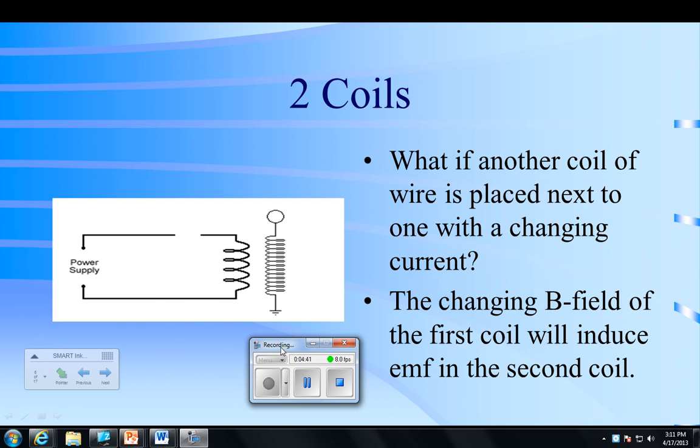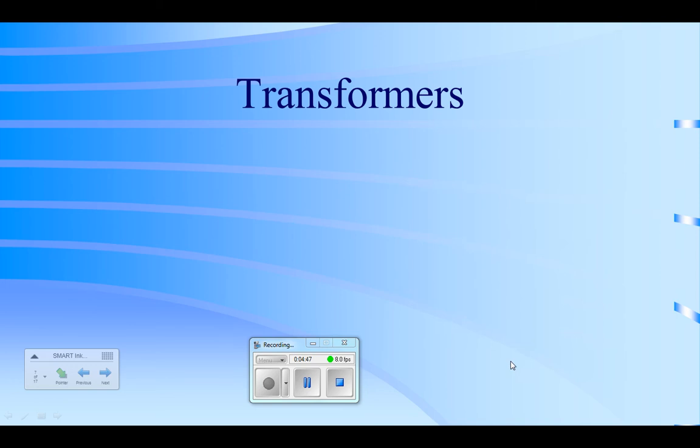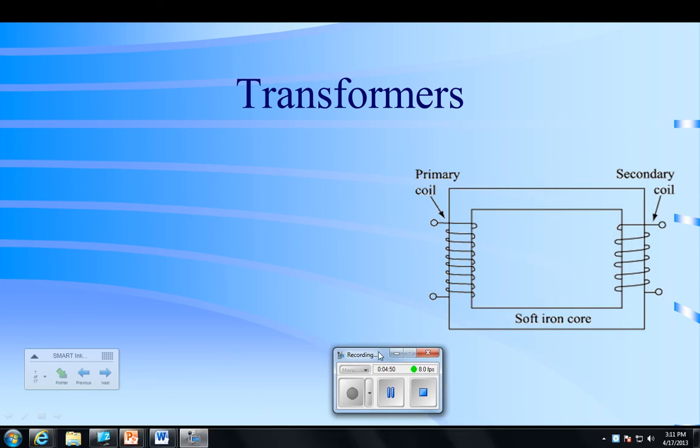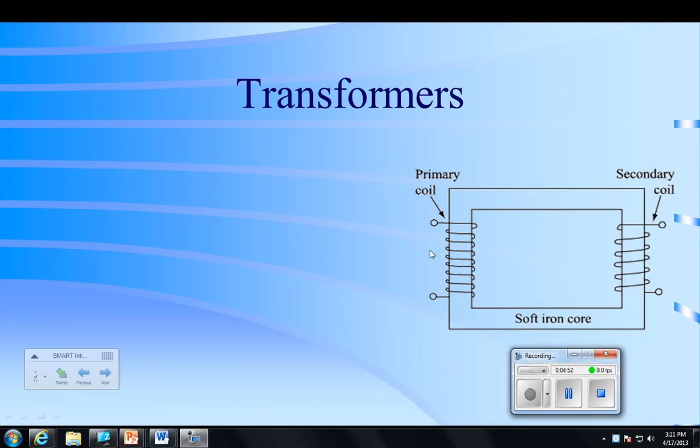So as it says here, the changing magnetic field of the first coil will induce EMF in the second coil. All right, so a transformer works on that same principle. Here are 2 coils.